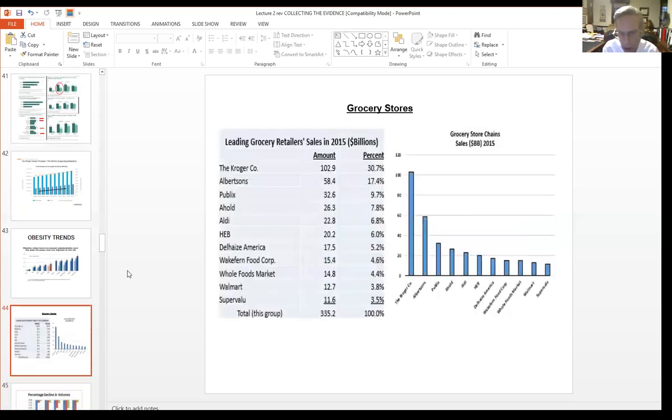Again, if you're a retailer, you're kind of interested in distribution and which chains sell the most consumer products. And as you can see, the number one grocery store chain is Kroger. So if you're in consumer products retailing, food and beverage retailing, and you're not doing business with Kroger, you're not a major league player.